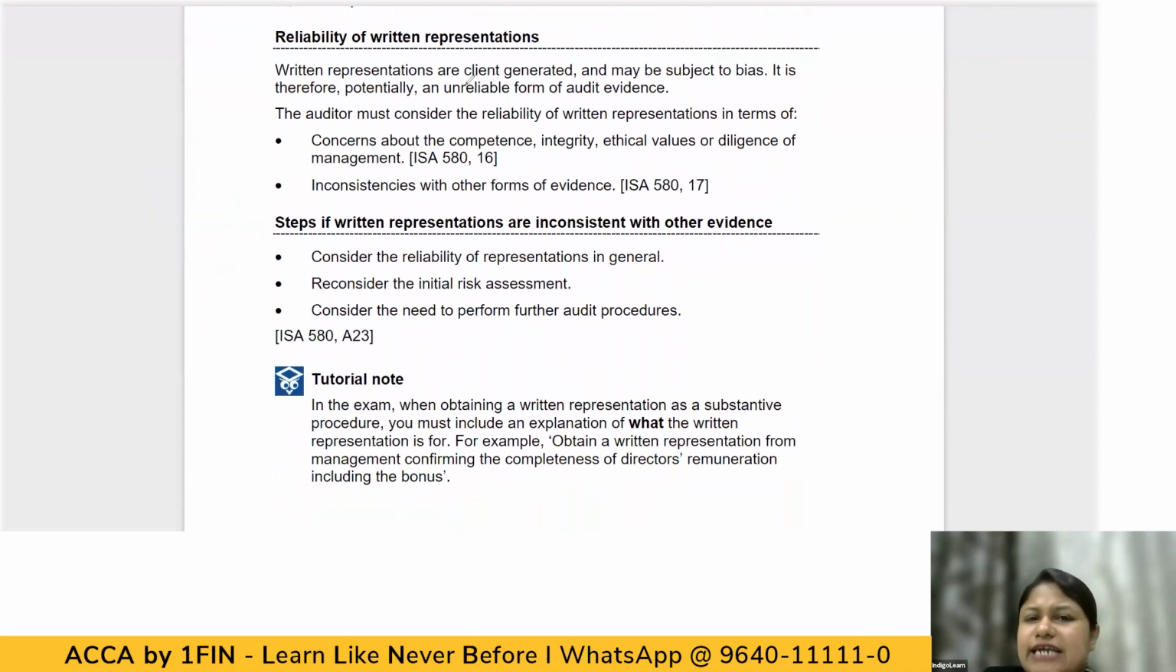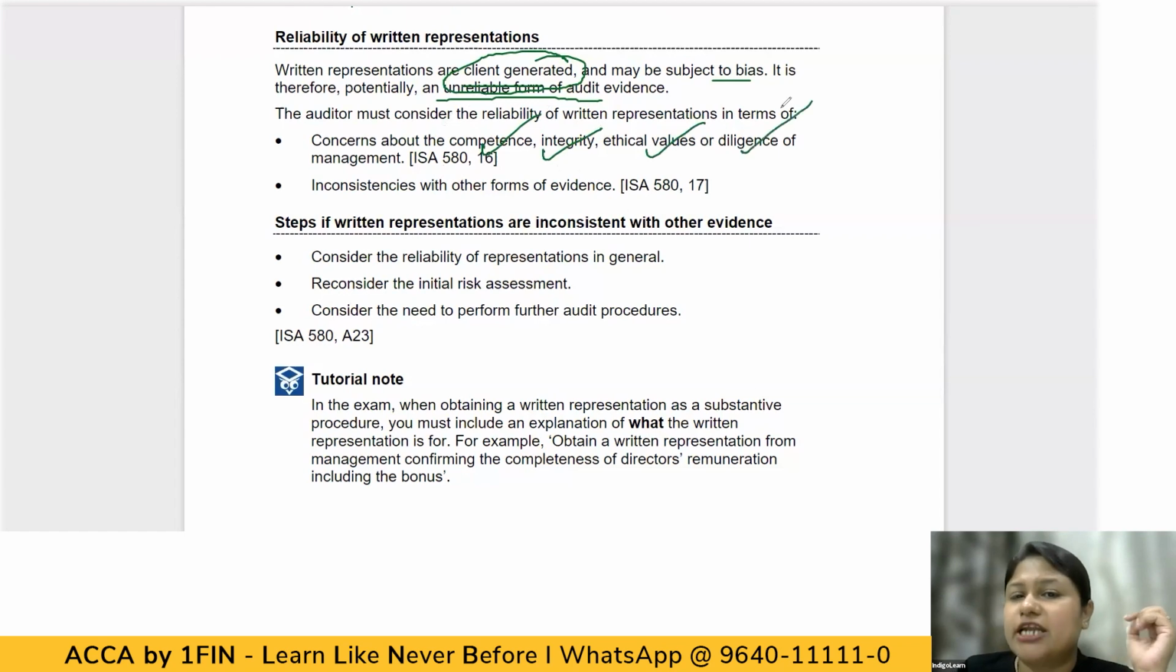Then, reliability of the evidences, here you have to check, important. Written representations are client generated and may be subject to bias. It is therefore potentially an unreliable form of audit evidence. This you can understand very easily. Who is generating? The client. So obviously, is there a possibility of manipulation? Yes. So before accepting any representation coming from the management, you have to take into account their competence, integrity, ethical values, diligence, everything. And also check whether the other evidences we formed by other procedures match or not. If you feel there is some kind of dubiousness or inconsistency, that means there is a possibility management could be unreliable. That is the way you check the reliability.